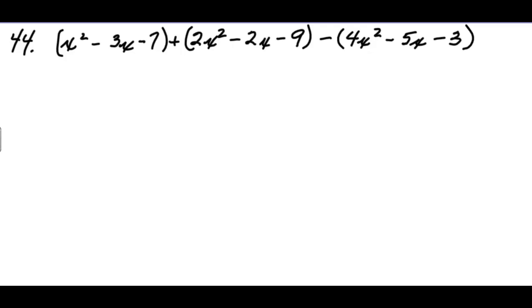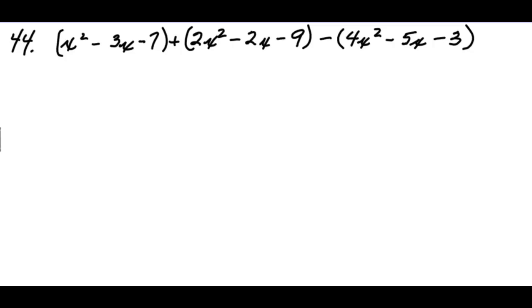Now, you have two options. The first option is you can combine those two expressions, the x squared minus 3x minus 7 plus the 2x squared minus 2x minus 9. Once you get that sum, then you can subtract a third. Or you can just go through the whole thing and combine them all at one time.